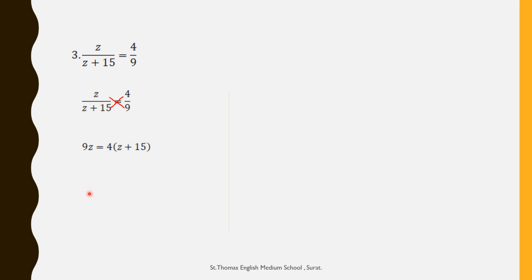Now take the variable to one side. So plus 4z, if it comes here, becomes minus 4z. So 9z minus 4z is equal to 60. What is the answer? 9 minus 4, that is 5z is equal to 60. z is equal to 60 divided by 5. Now we can cut. 5 ones are 5 and here 5 12s are 60. So what is the value of z? z is equal to 12. It's clear?